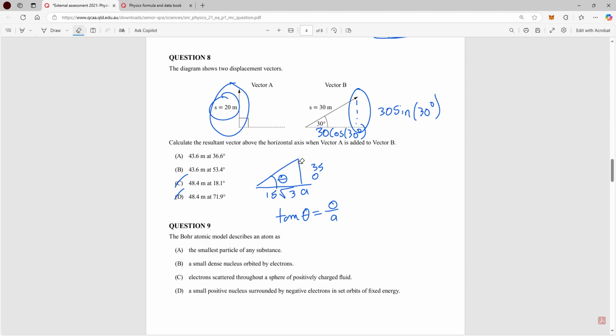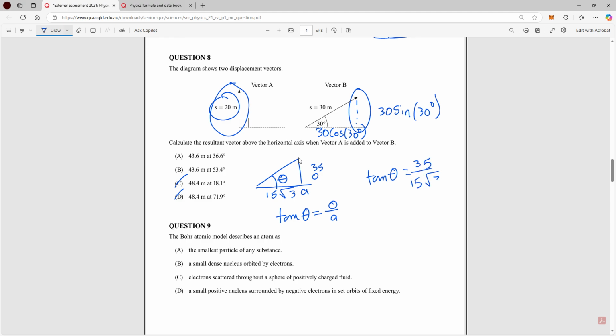Okay. So here, tan theta will be equal to 35 over 15 root 3. Then you want to tan inverse that. So tan inverse now, again, make sure you're in degrees, not radians. Okay, that's really important. All right, so tan inverse that.